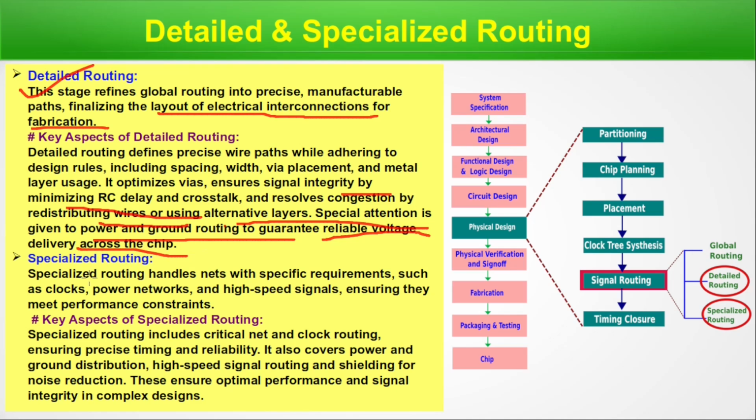And now specialized routing. Specialized routing handles nets with specific requirements such as clock, power network, and high-speed signals, ensuring they meet performance constraints. So special net, special care, and specialized routing. Key aspects of specialized routing: it includes critical net and clock routing, ensuring precise timing and reliability. It also covers power and ground distribution, high-speed signal routing, and shielding for noise reduction. This ensures optimal performance and signal integrity in complex designs. So these are the key aspects of specialized routing.